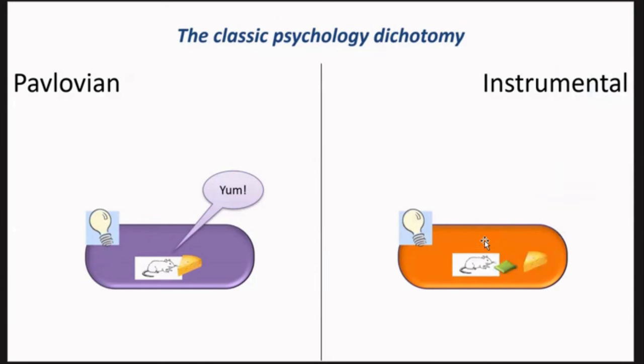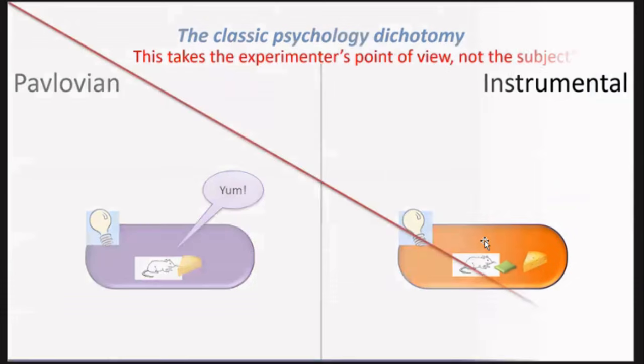In instrumental conditioning, the cue comes on, the animal takes an action, does something like push a lever, and that reveals the reward. The problem with this, and the reason I like to start with it, is that it is fundamentally the wrong point of view. This is the experimenter's point of view, not the subject's point of view. And what I want us to all do now is to think of these questions from the subject's perspective. What is the internal information process that the subject is doing? That's the key question here.